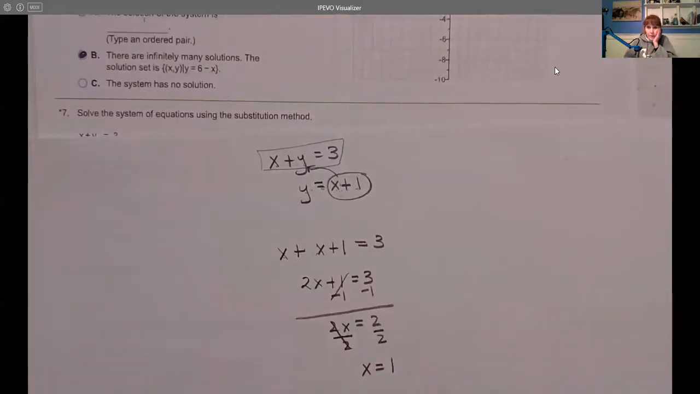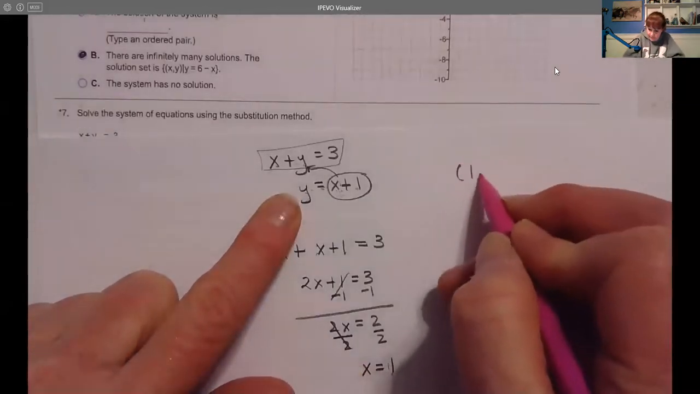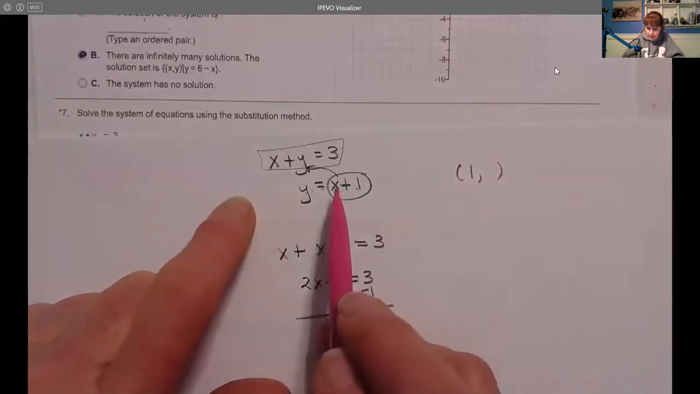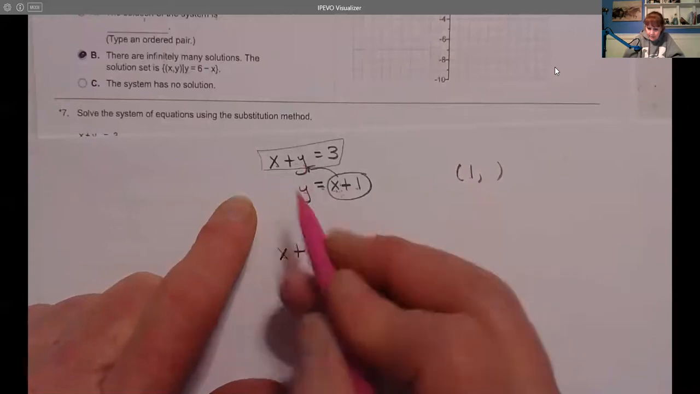It's 1. But remember that the intersection is an ordered pair. And some students stop here. MyMathLab won't let you stop here. You'll need to finish it. But on the test, make sure that you do find the ordered pair. Well, how do you do that? Well, I know that x is 1. What's the y? I'd put the 1 right here and see what y is.